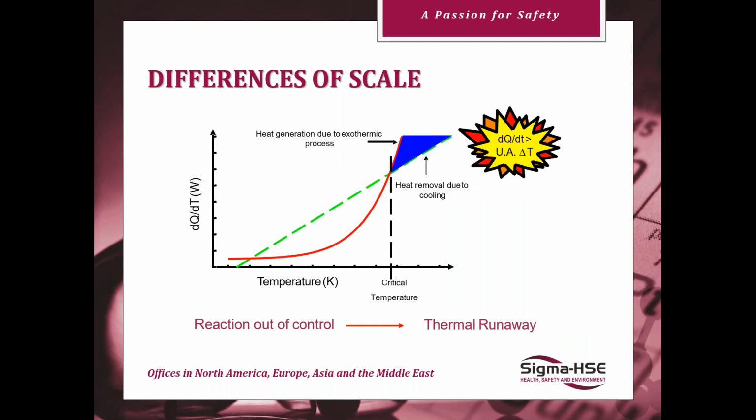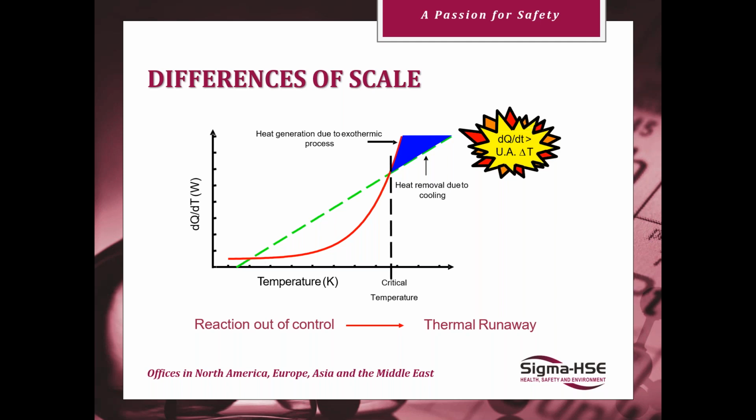So we can see this plot here. We've got the dashed green line, and that is our heat removal. If you've got a jacket on your vessel, as the temperature increases, you can only remove so much heat. You've got a certain capacity on that heat removal system, and no matter what you do, whether you turn the pumps up or increase the circulation, you're only going to get so much heat removal.